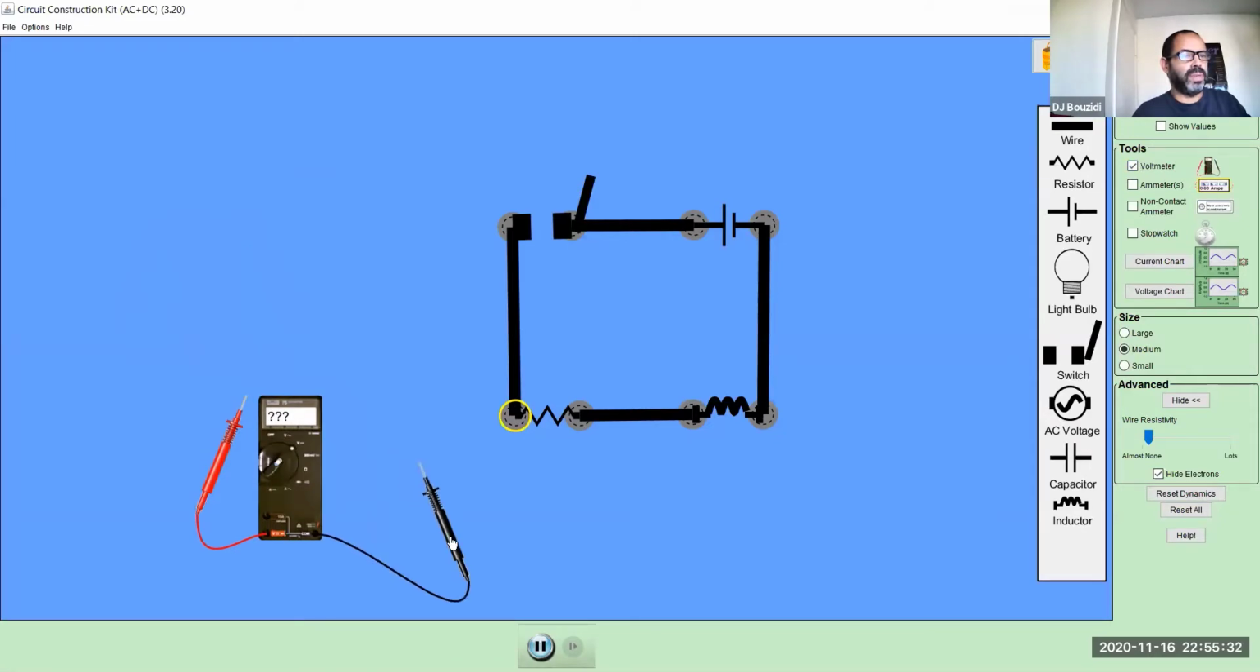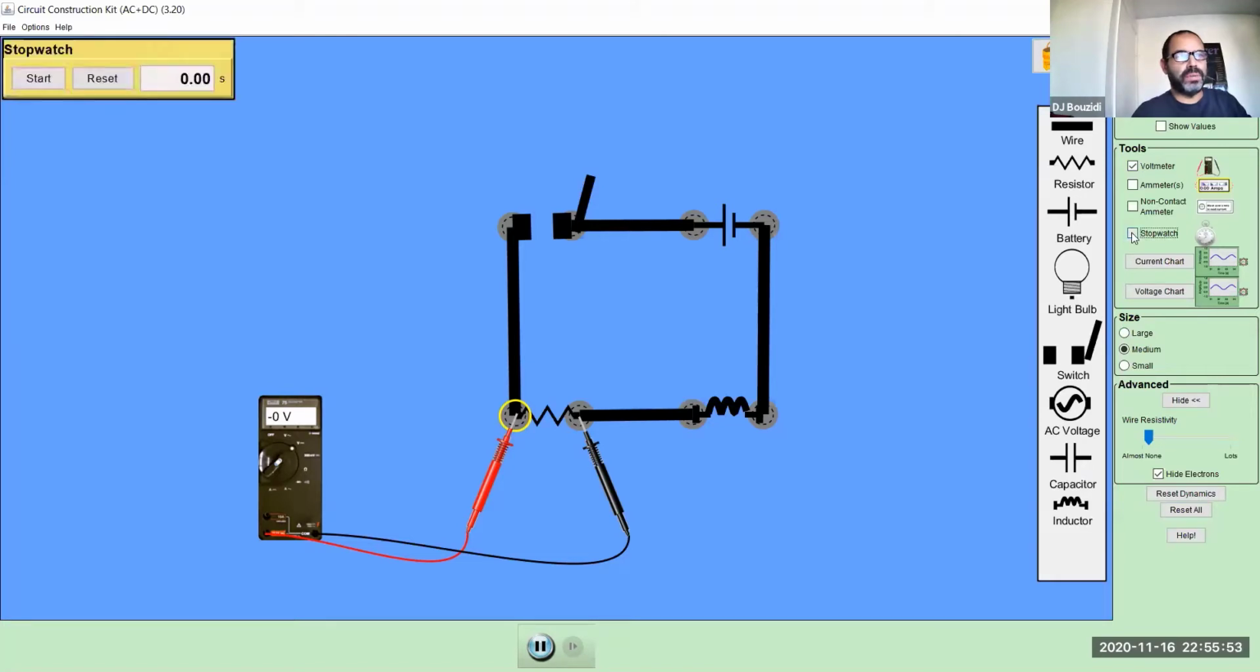I'm going to connect the voltmeter to the resistor. I'm going to be measuring VR. For some reason, it's going to go back and forth. I don't know. Let's see here. Okay, so we have the positive on this side, the negative on this side, so it's fine. Okay, this is good. Then I need a timer, stopwatch.